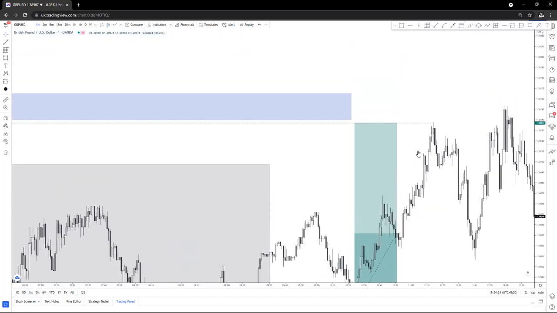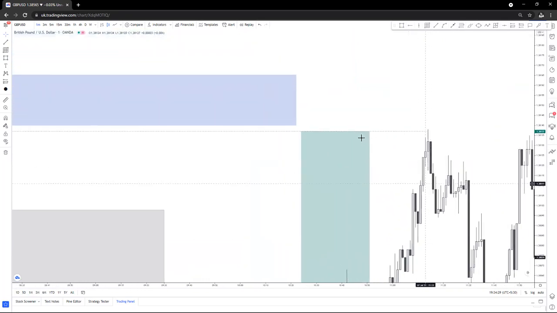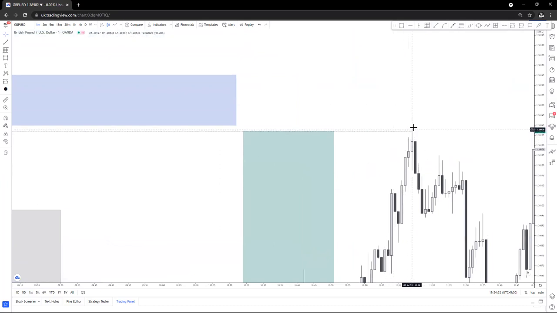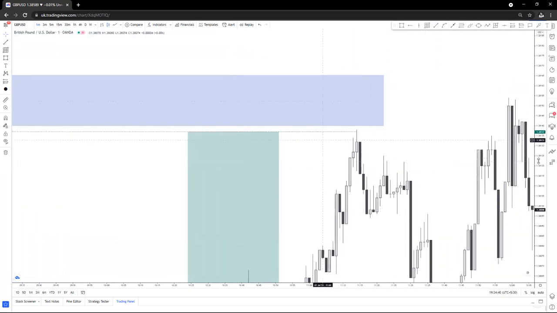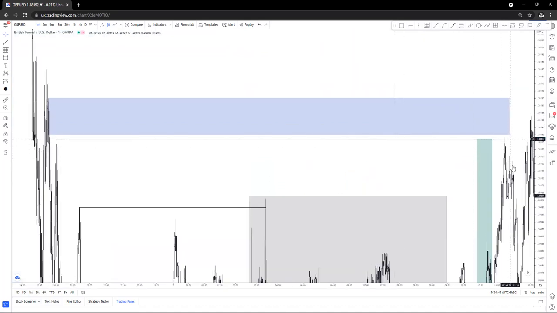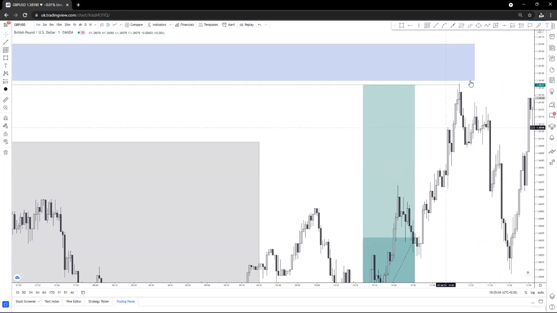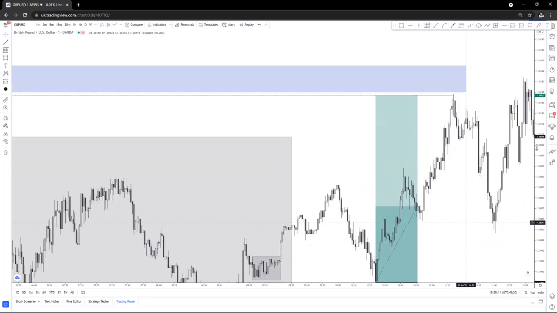And then, you see how they induce more and more people into doing the wrong things. Even though it took out the trap, did it really fill the imbalance? No, it did not fill the imbalance. Now, this can be viewed as equal highs from this high to this high, right? Because this was only like a 0.1 pip, and nobody would place a stop loss on a 0.1 pip thing. Now, clearly, this was a false move, because it took out the trap, but it did not fill the imbalance.